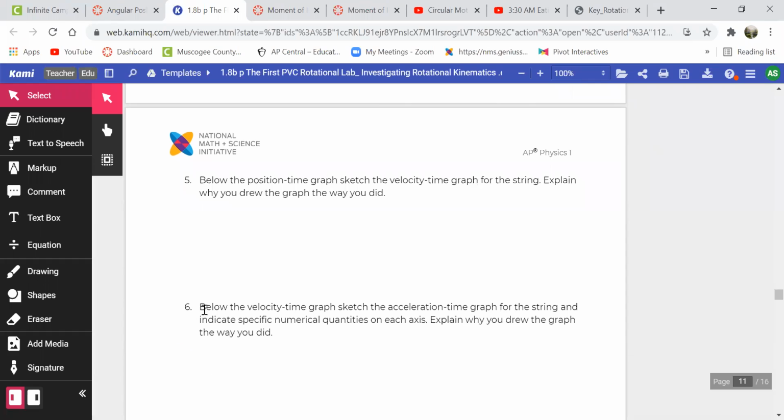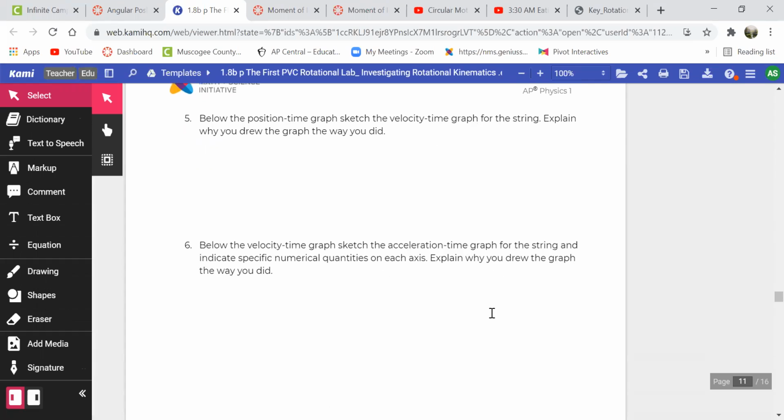Then you're going to use the velocity versus time graph to sketch, so I want you to notice the word sketch. There's two different words you can use in graphing: plot and sketch. Which one do you think is more accurate? Plot. So what do you think sketch means? Draw the picture. Draw me the picture of what it should look like.